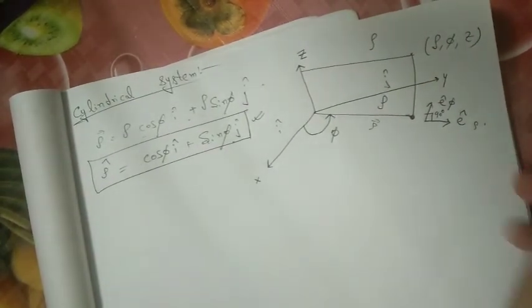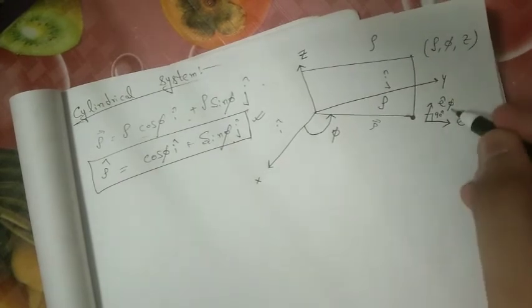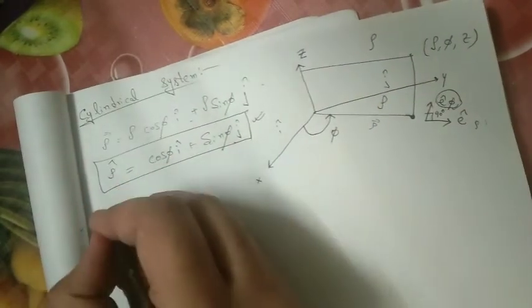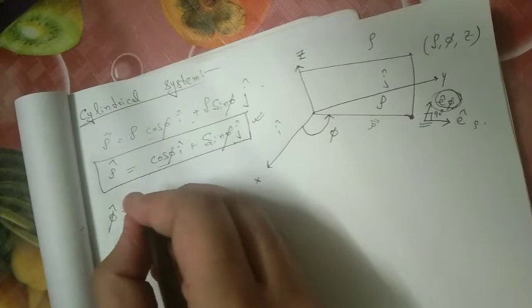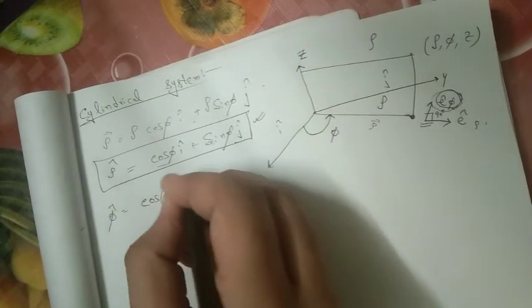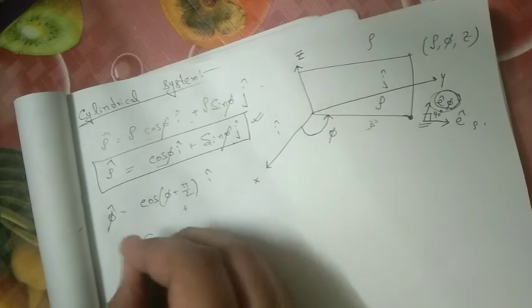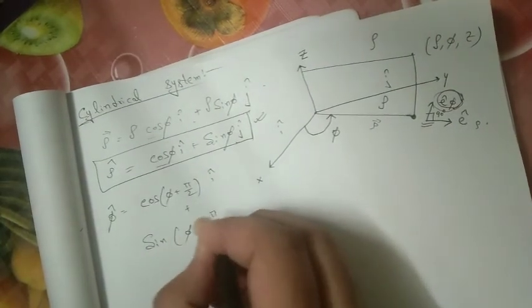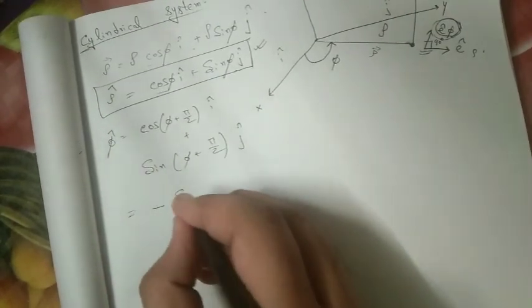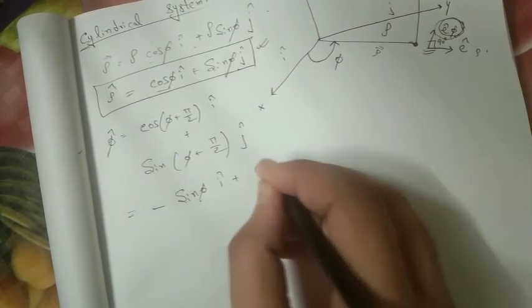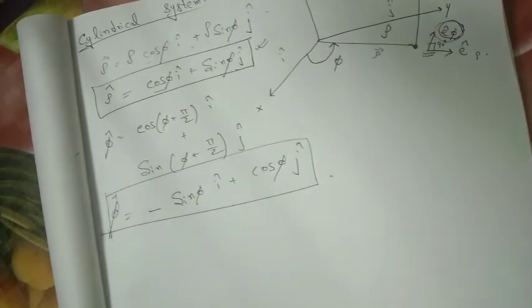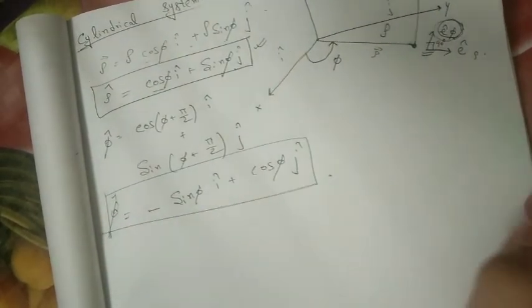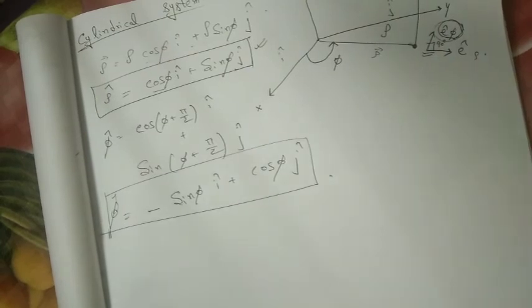As you have done in the previous slide, phi cap is 90 degrees ahead, so you can write phi cap by just adding 90 degrees: cosine of phi plus 90 i cap plus sine of phi plus 90 j cap. This is the relation.